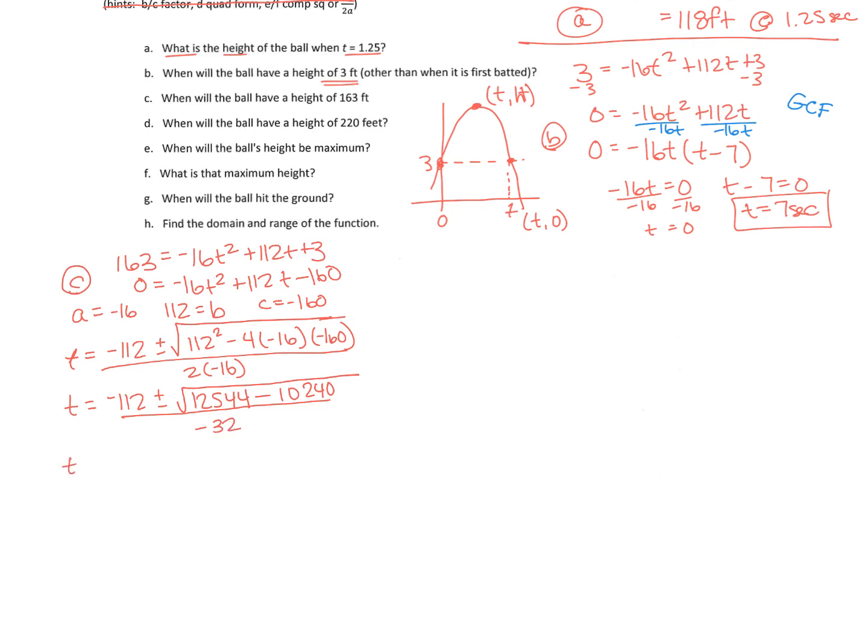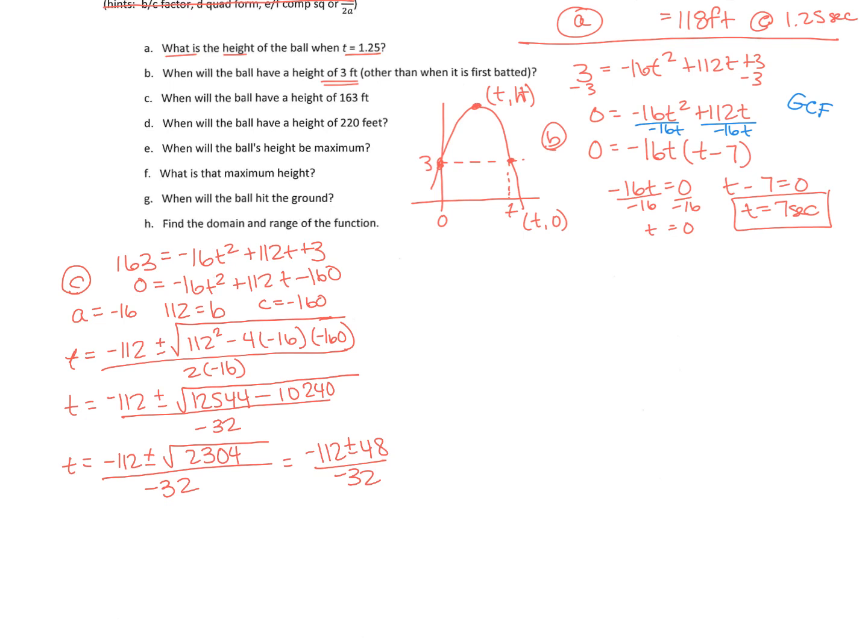So now I'm going to simplify some more. So I've got negative 112 plus or minus the square root of, now I'm going to do 12,544 minus my 10,240. I'm getting 2,304. And you're going to find that if you do the square root of that, it is a perfect square and it's equal to 48. So this is really negative 112 plus or minus 48 over negative 32.